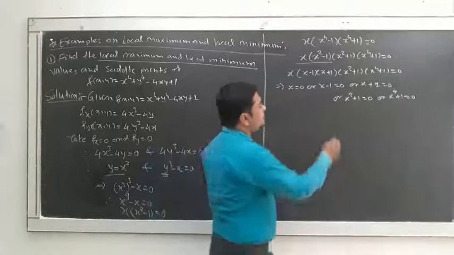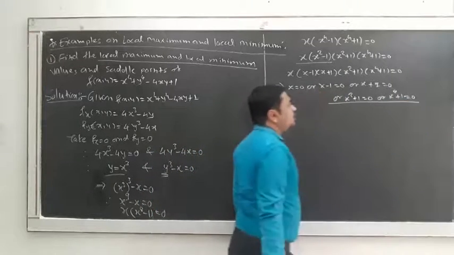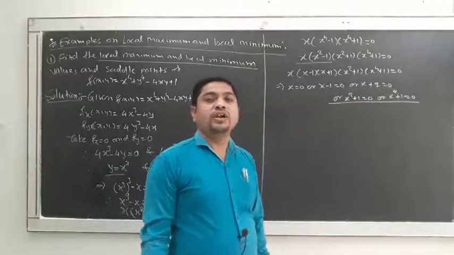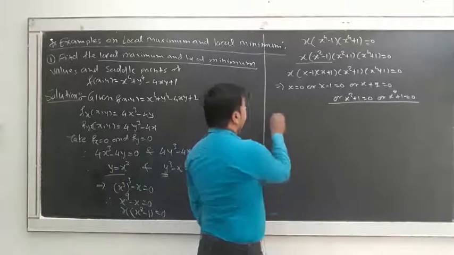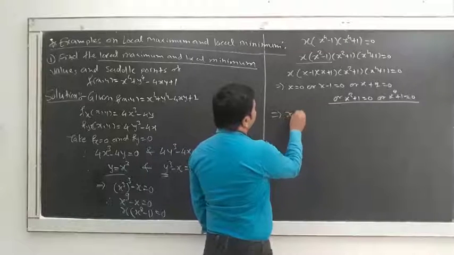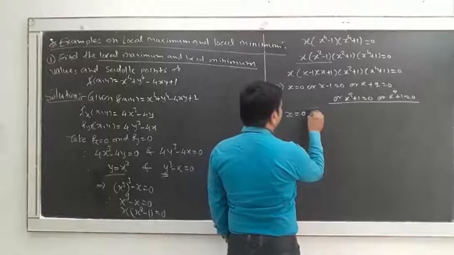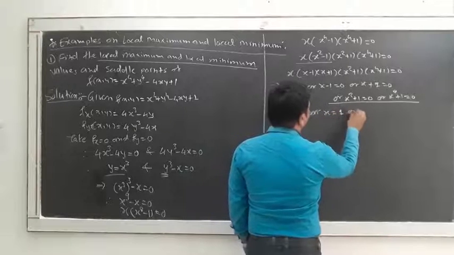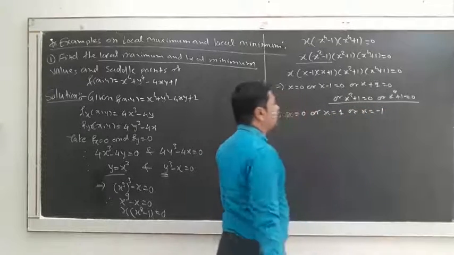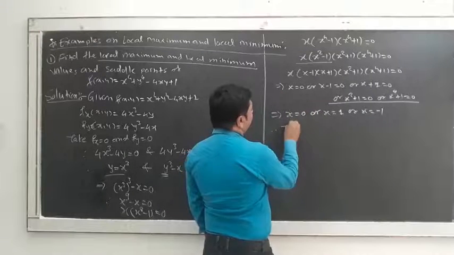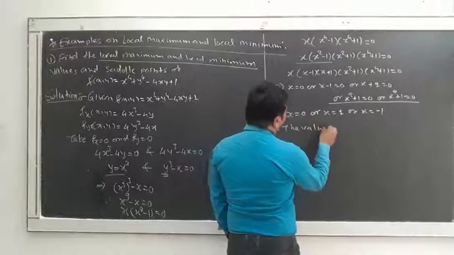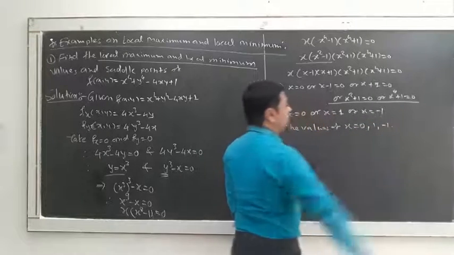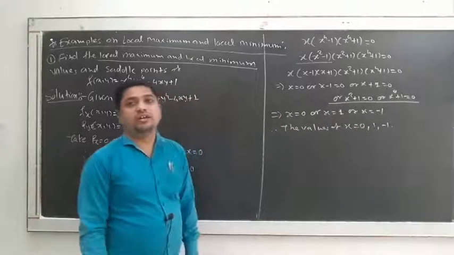But if you see here, these are giving complex roots. It is not a real root. Therefore, we have x is equal to 0, or x is equal to 1, or x is equal to minus 1. Therefore, the values of x are 0, 1 and minus 1, or we can say they are the roots.